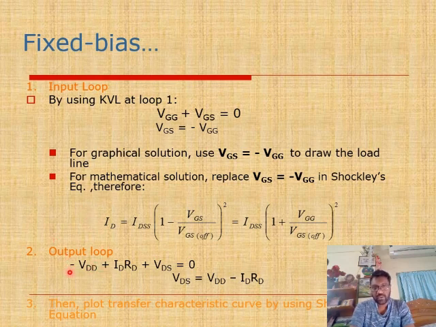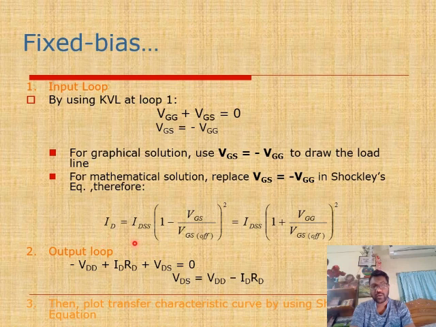Then output loop, if we write the KVL equation on the output side, it will be minus VDD plus ID RD plus VDS, or in other words we can write VDS equal to VDD minus ID RD, where VDS is the drain to source voltage, VDD is the voltage supply given between drain and source, ID is the drain current, and RD is the drain resistance.